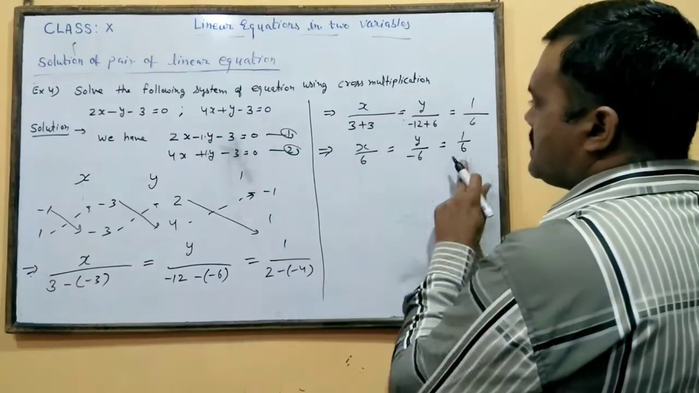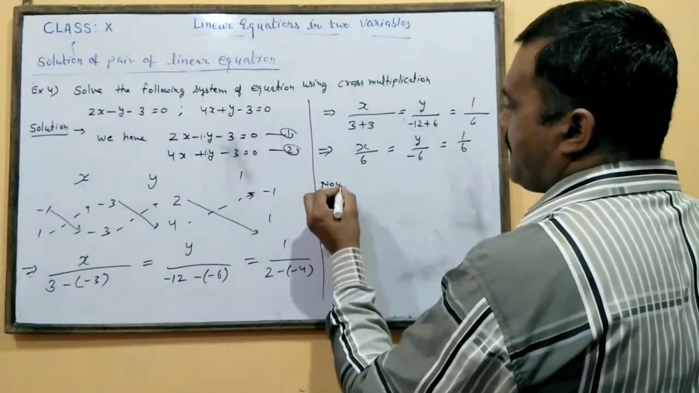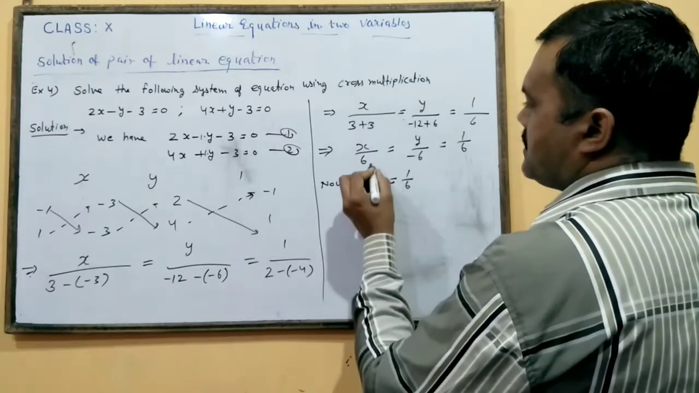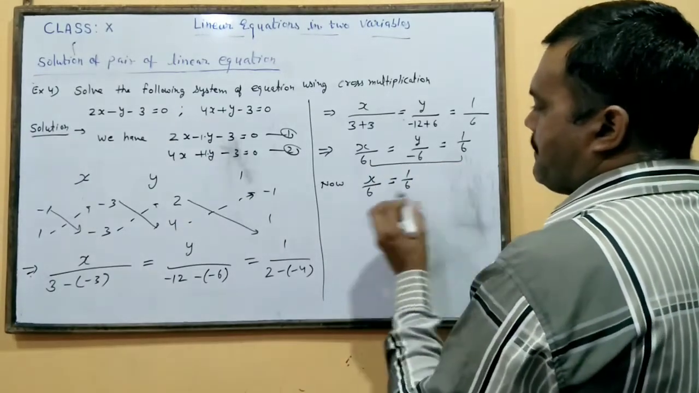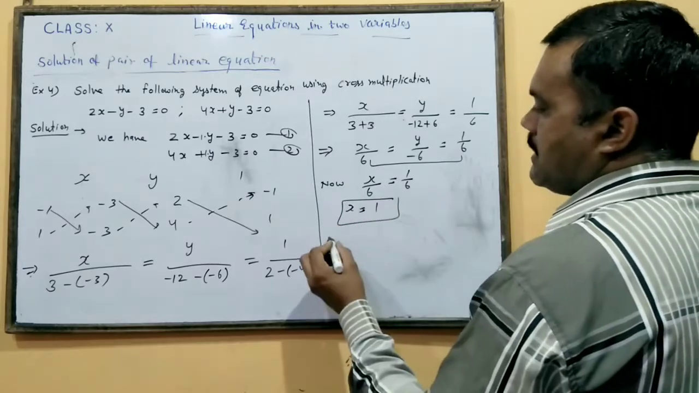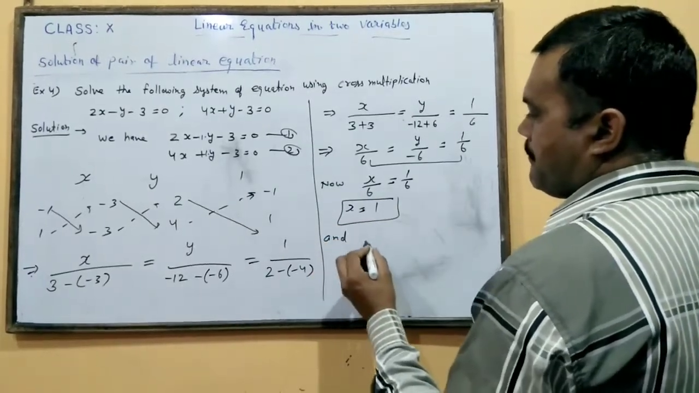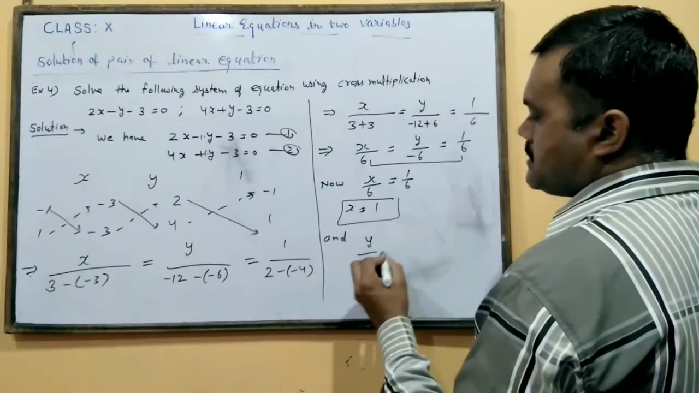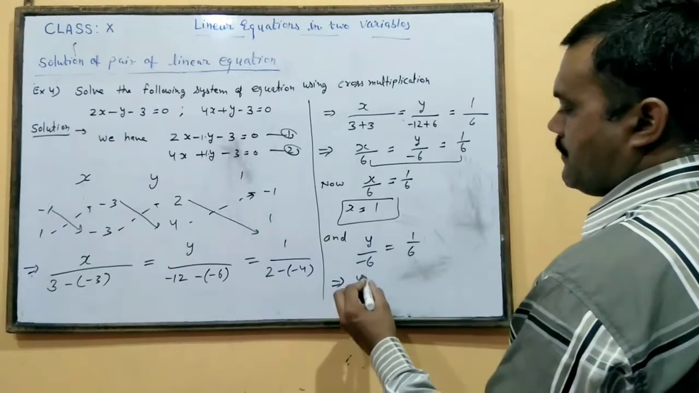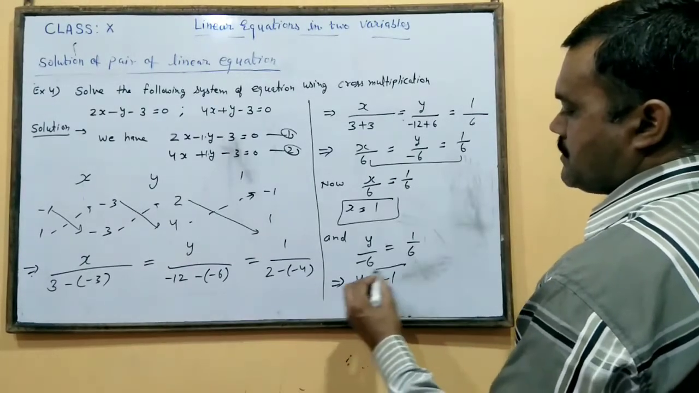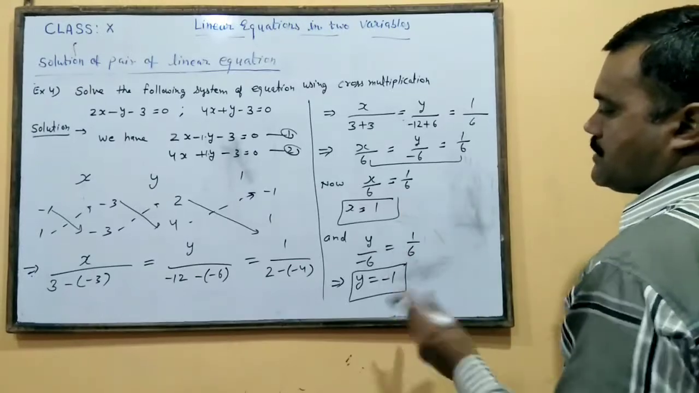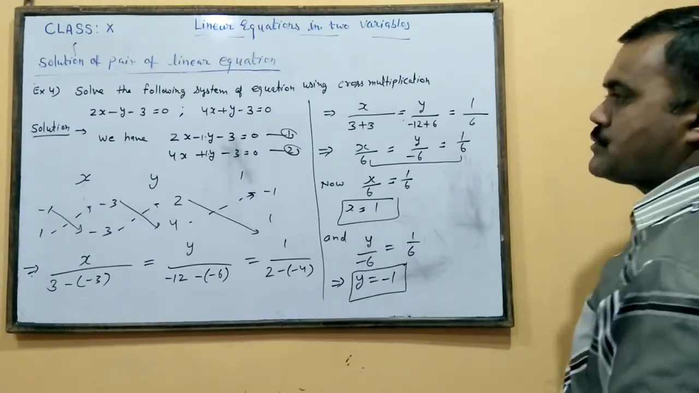Now we will take this with this. Now x upon 6 is equal to 1 upon 6. That means these two terms are extremes, so x is equal to 1 because this 6 will cancel. And y upon minus 6 is equal to 1 upon 6. Therefore y is equal to minus 1. So these are your answers. Solution. What is the solution? x is equal to 1 and y is equal to minus 1.